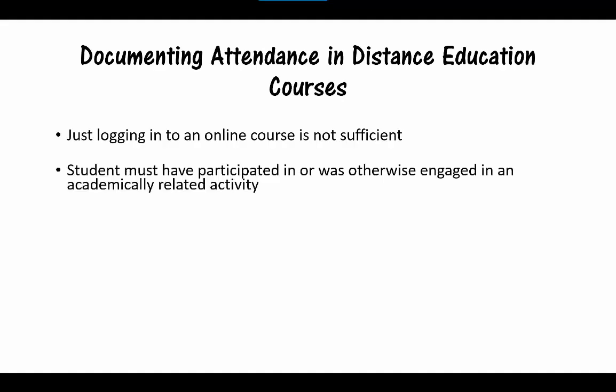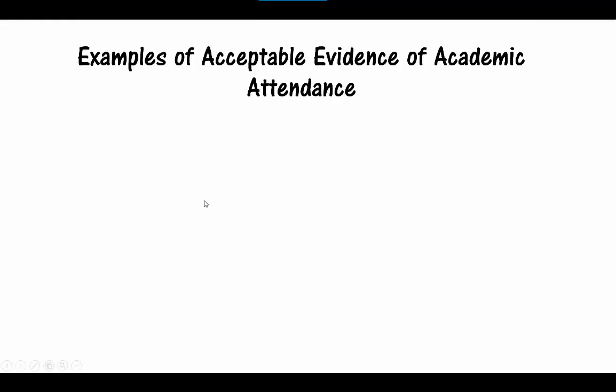We must be able to prove that a student participated in a class or was otherwise engaged in an academically related activity. That could be anything from contributing to an online discussion, initiating contact with a faculty member to ask a course related question. Let's look at some of those acceptable activities that both the coordinating board, SACS, and the Department of Education do count as acceptable evidence.